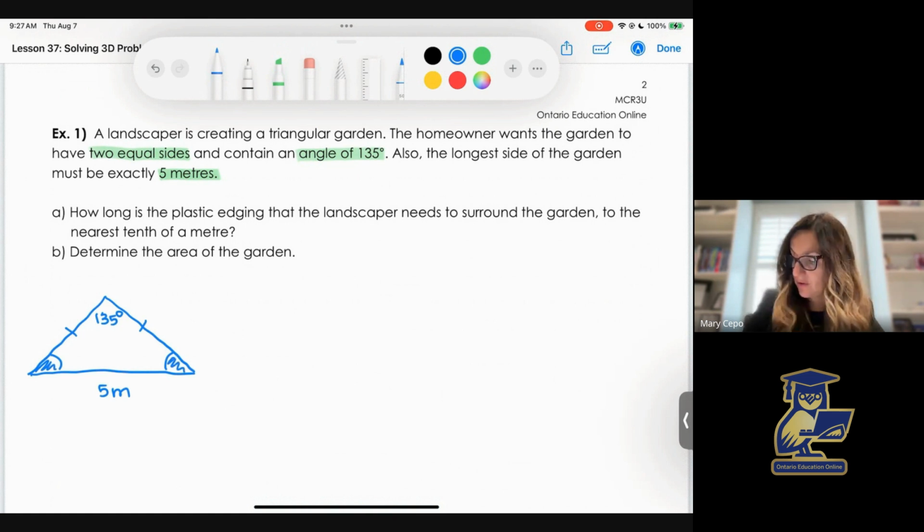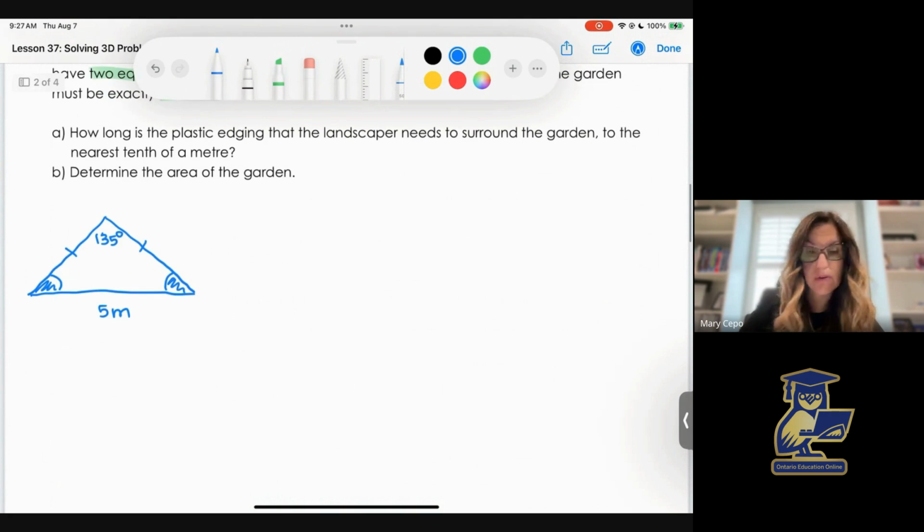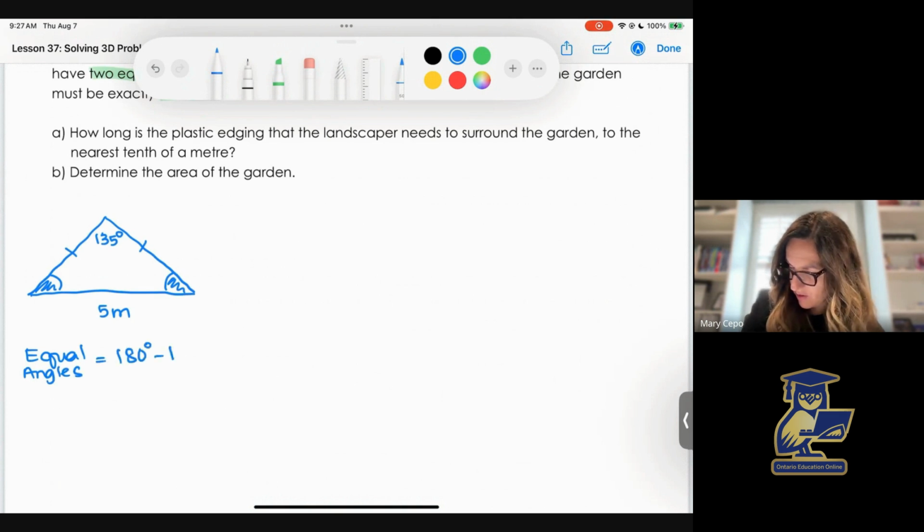So we can use the angle sum of a triangle theorem to figure out what those two equal angles would be. We would say the equal angles would equal: we take the 180, we subtract the 135, but then we divide it by 2 because we have two equal angles. Okay, 180 minus 135 is 45 degrees, divide that by 2, which is equal to 22.5 degrees.